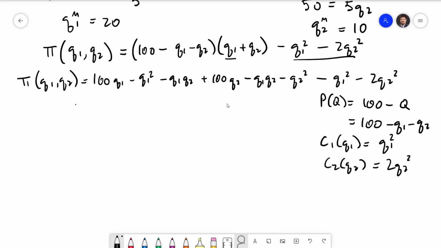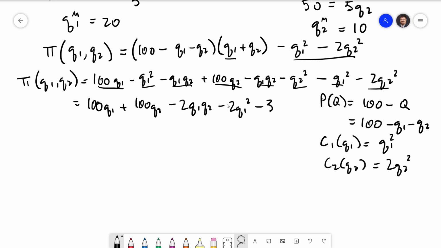Next thing is I'm going to collect terms. So I've got 100 Q1 plus 100 Q2. So that takes care of this and this. For the cross multiplied terms, I've got Q1 Q2, Q1 Q2. So that's going to add up to minus 2 Q1 Q2. For the Q1 squareds, I've got two of those right here, so minus 2 Q1 squared. And then for the Q2 squareds, I've got one here and I've got two here, so minus 3 Q2 squared. So once we collect terms, this thing doesn't look quite as bad.